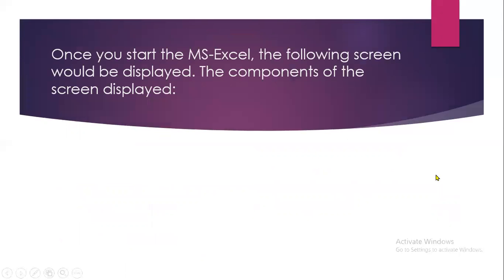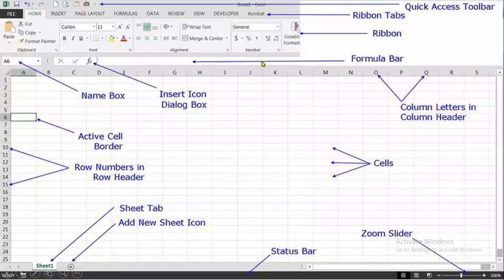Once you start MS Excel, the following screen would be displayed. This is the screen. Here you can see many things. First of all, we'll start with the Customize Quick Access Toolbar. This is your Customize Quick Access Toolbar. Whichever options you wanted to use frequently, you can add those options here. And then this is our title bar.